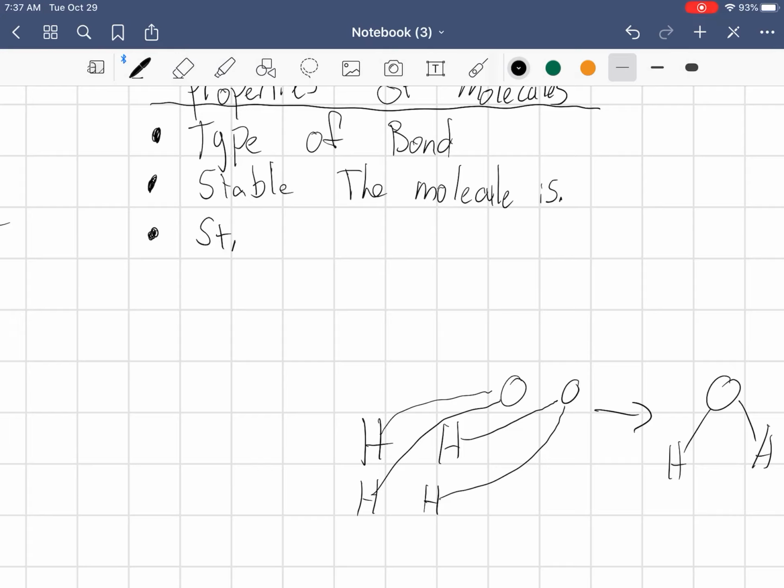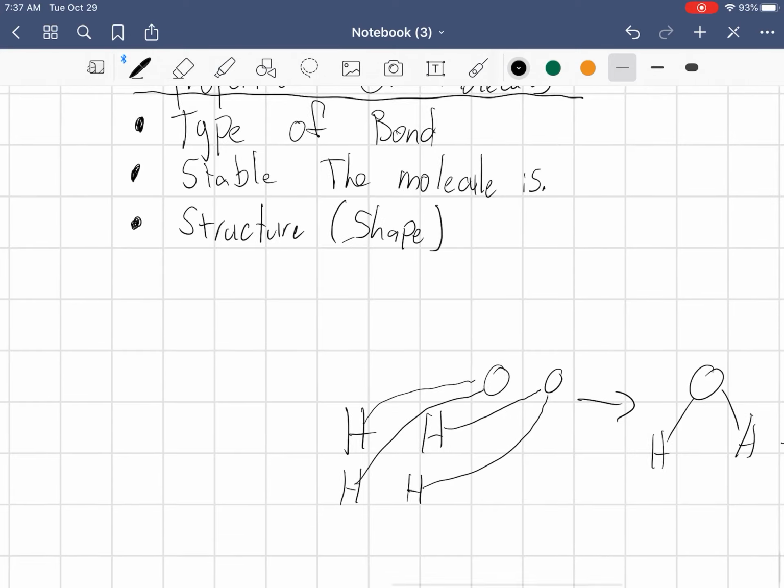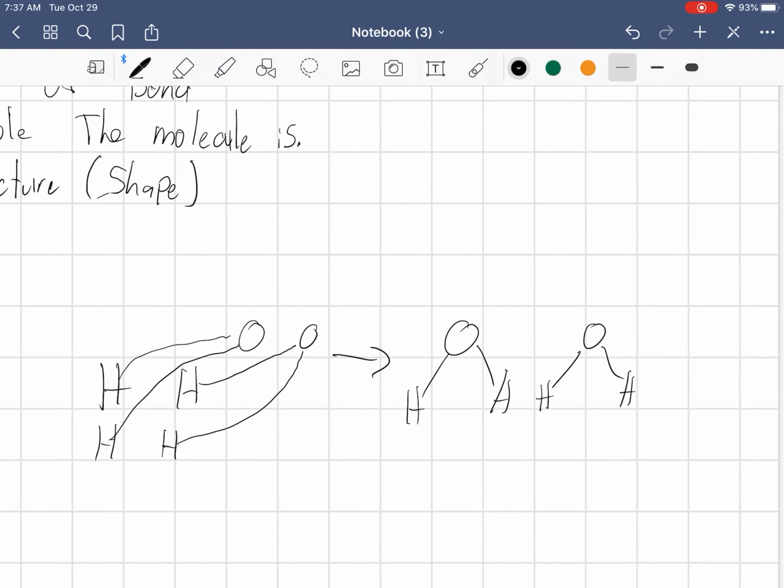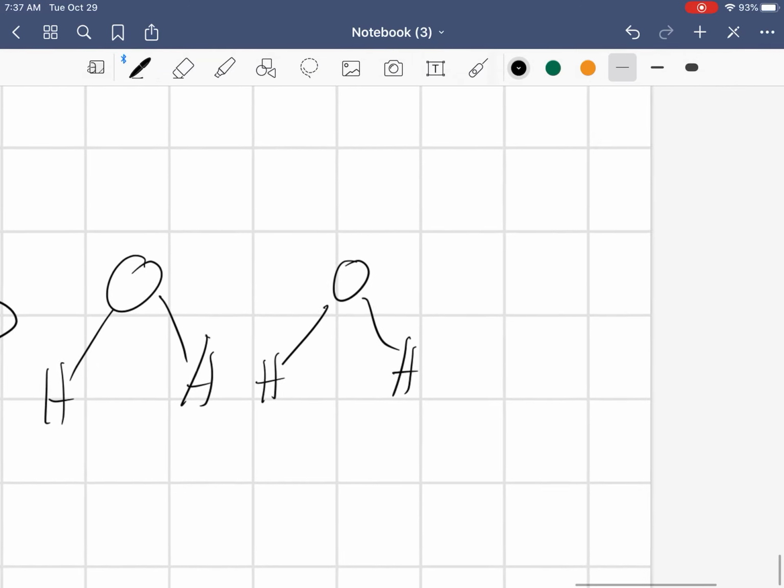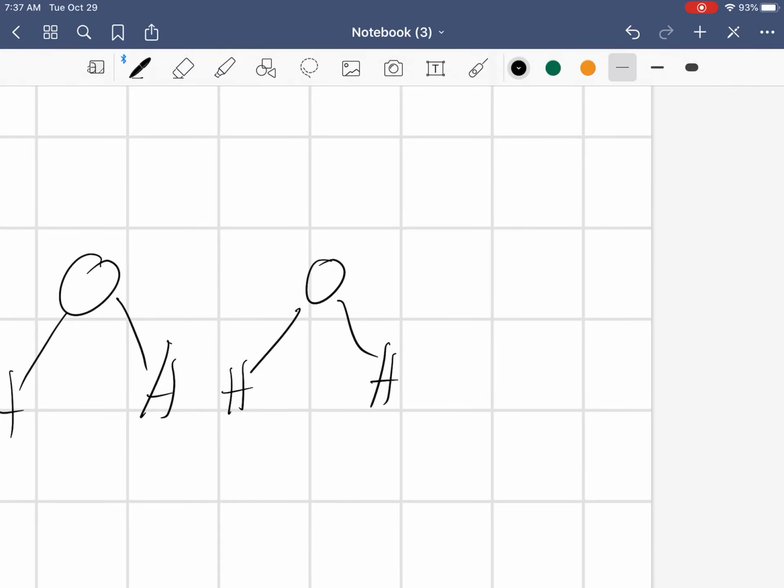Okay, the last thing I talked about in class about something that affects the properties of molecules is the structure or shape of the molecule. Okay, let's look at water, for instance. Water has a very interesting shape here. Now, this here is a covalent bond right here and right here, but it's not an equally shared covalent bond.